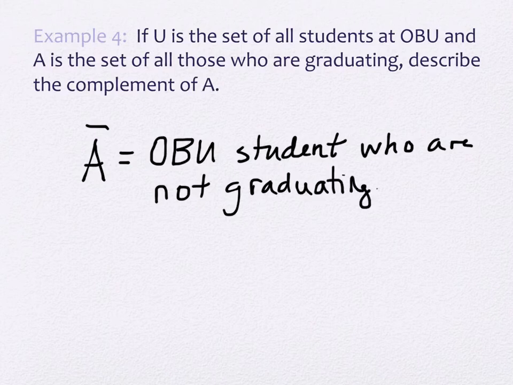In some sense, this is kind of like when we did negations, right? We put that word not inside of there and we changed the meaning. It's the same thing for complement. It's just exactly what is opposite of the description. It still has to be inside of whatever category we're looking at, right? So this is not the faculty members. This is not the high school students or somebody who's at Seminole. This still has to be OBU students, but in this case, it's OBU students who are not graduating. Okay? Everybody good? All right.